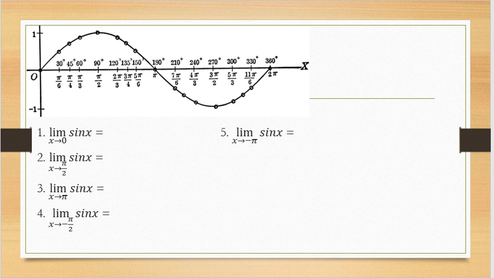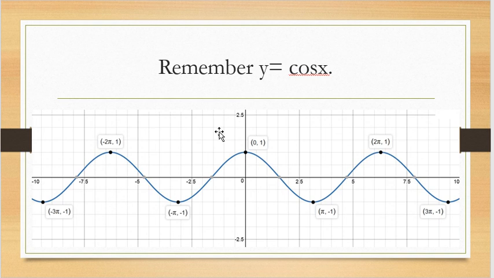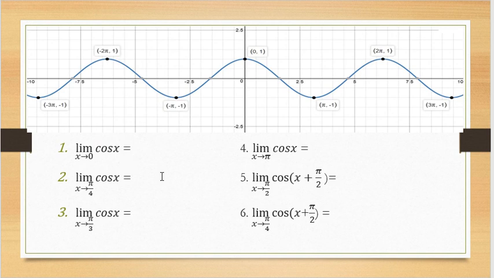Okay? And say for example, remember y equals cosine x. So, ang cosine 0 is 1. Cosine pi is negative 1. Cosine 2 pi is positive 1. And cosine 3 pi is negative 1. So, and so on. So, ano ba ang limit of cosine x as x goes to 0? Of course, cosine 0 is 1. Therefore, this is 1.